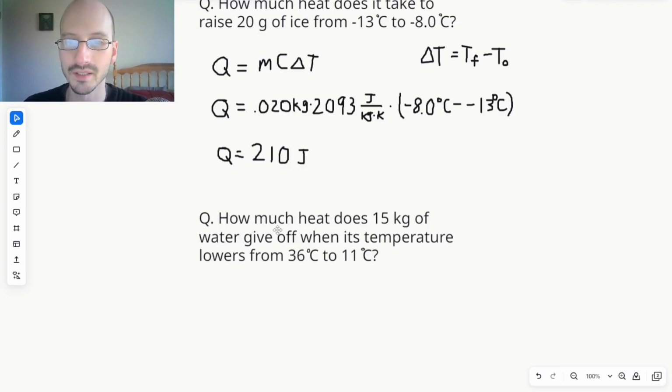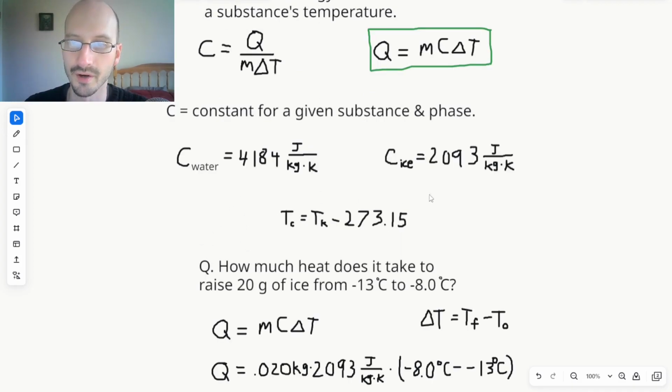How much heat does 15 kilograms of water give off when its temperature lowers from 36 degrees to 11 degrees? And instead of solving this one here, I'm going to let you guys solve this one. Let me know your answer in the comments. We'll see who gets it right. There are the specific heats for water and ice for your convenience.